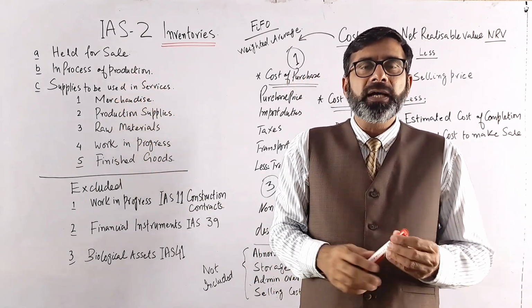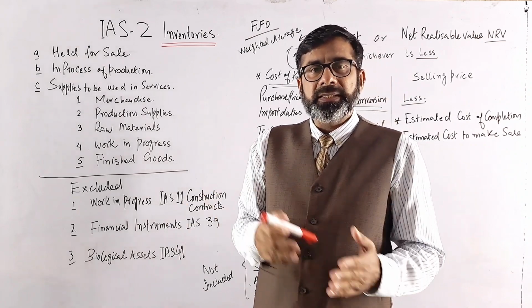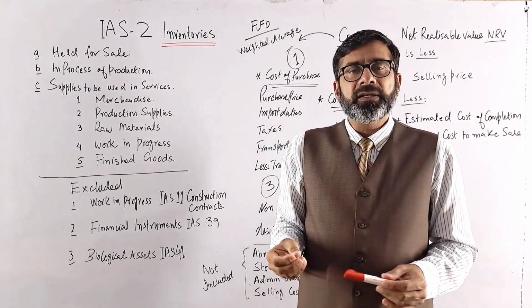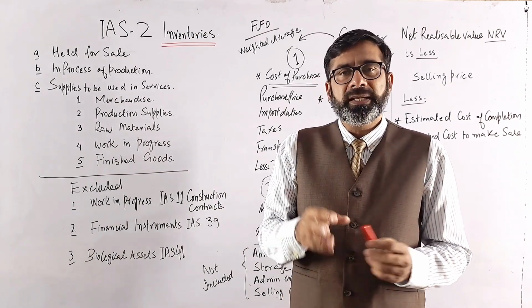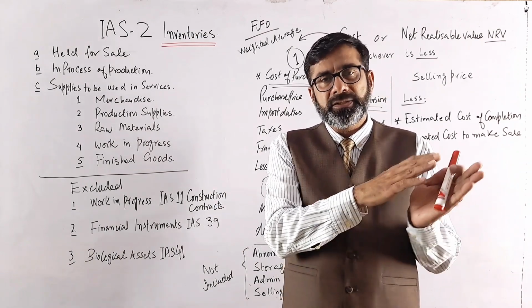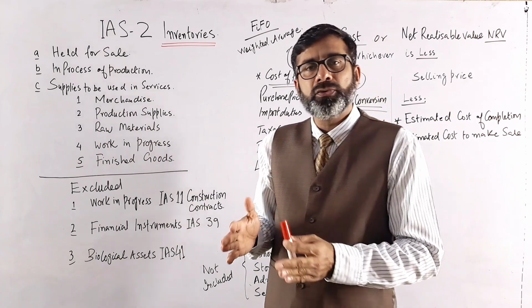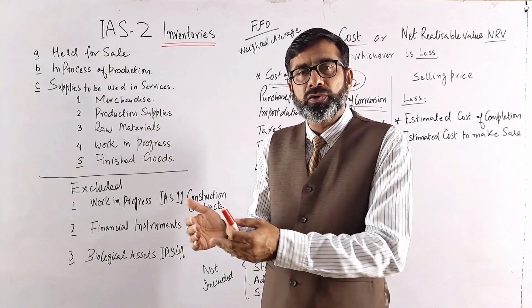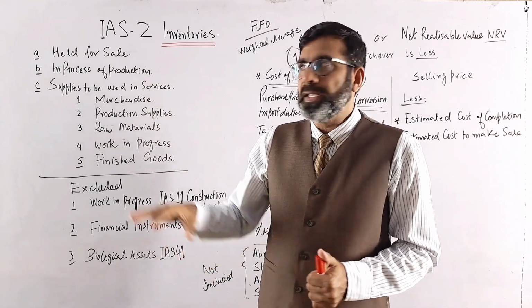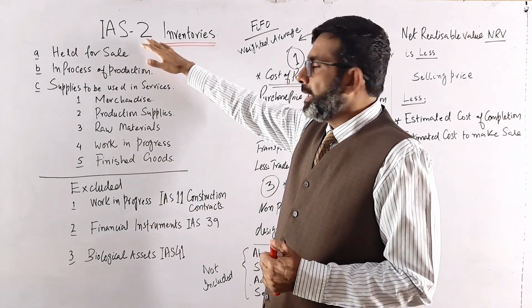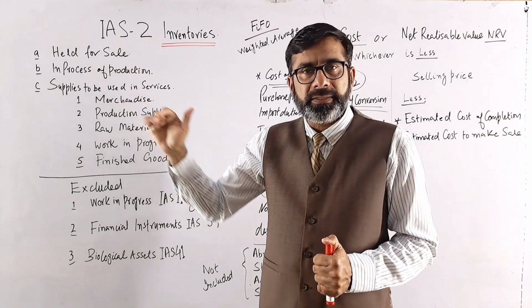Sometimes the company is not just purchasing and selling, it is not a trading business, it is a production business. So they have some production processes there. They purchase the raw material, they transform it into work in progress, and then finished goods. So if anything is in the production process, that will be included in inventories under IAS number 2.